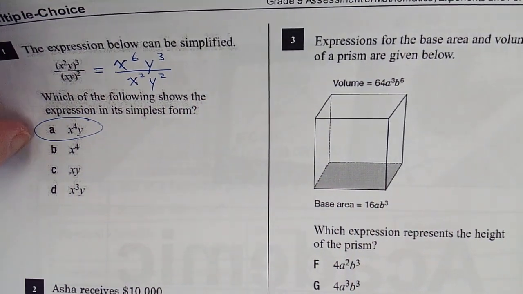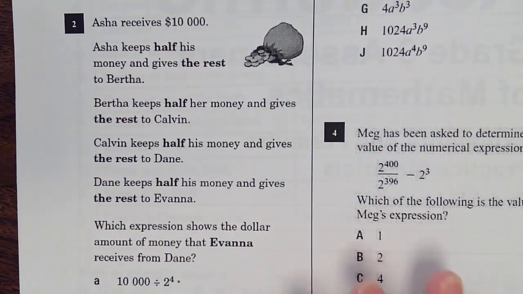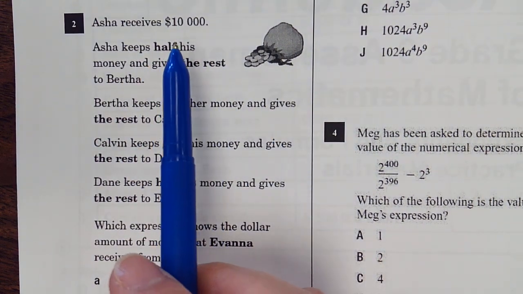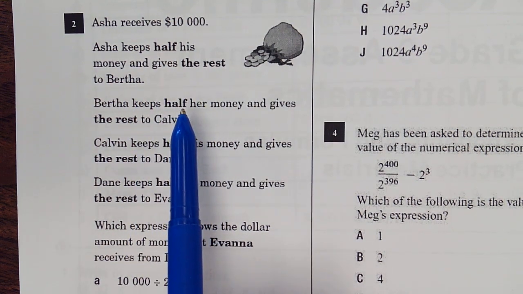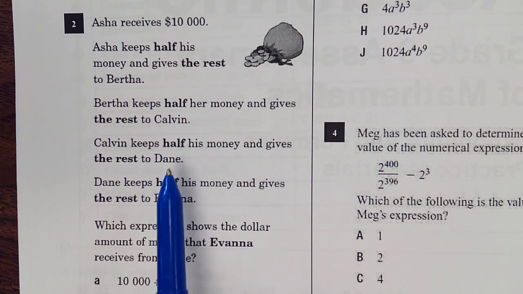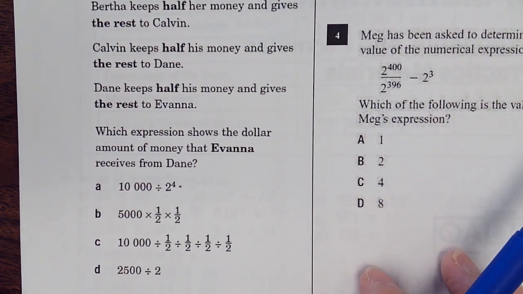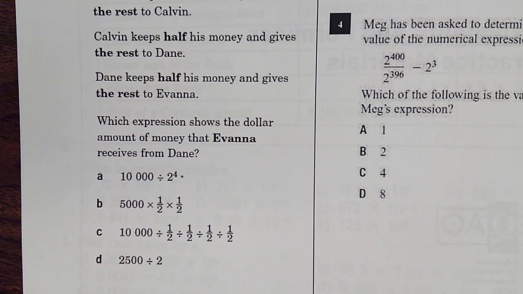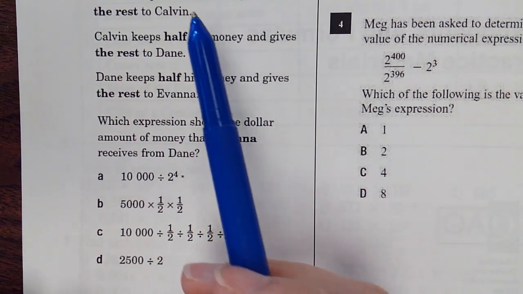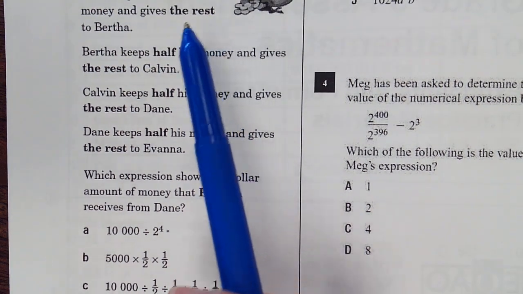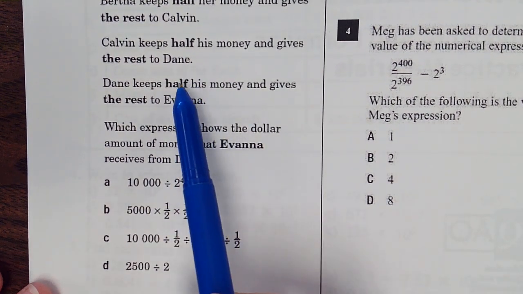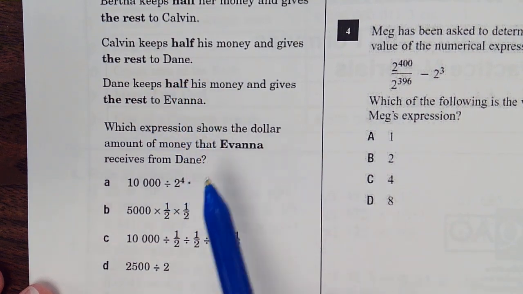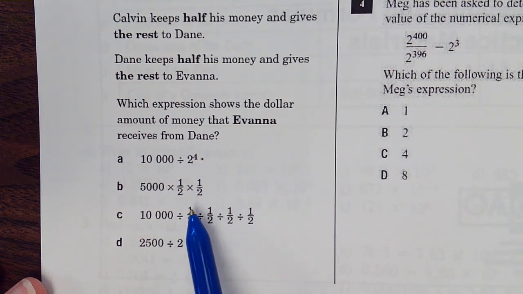For the second one, you receive 10,000, and then you keep half, and then give it to the rest to Bertha, and then she takes half, takes half, takes half. So which one represents how much Ivana gets? So what's happening each time? You are dividing it by 2, dividing it by 2, dividing it by 2. The fact that it says half makes you think it's one of these. Okay?